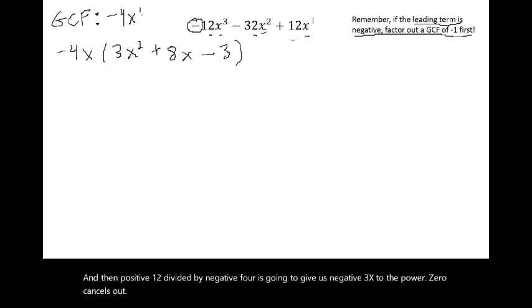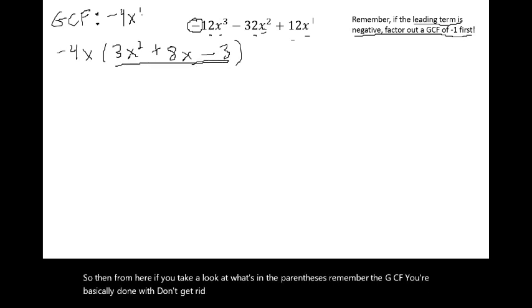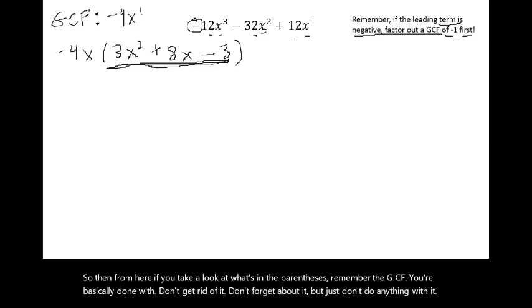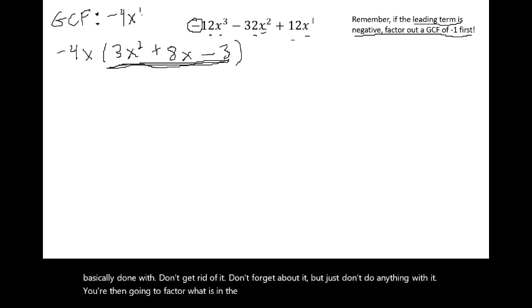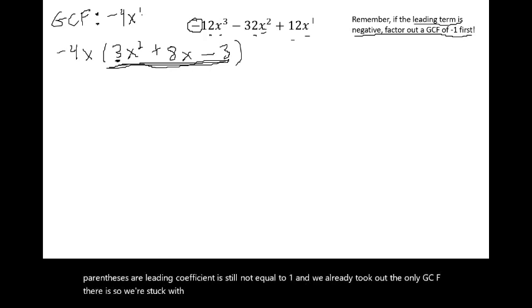So then from here, remember the GCF, you're basically done with it. Don't get rid of it. Don't forget about it, but just don't do anything with it. You're then going to factor what is in the parentheses. If you take a look at what's in the parentheses, our leading coefficient is still not equal to 1. And we already took out the only GCF there is, so we are stuck with this leading coefficient of 3.